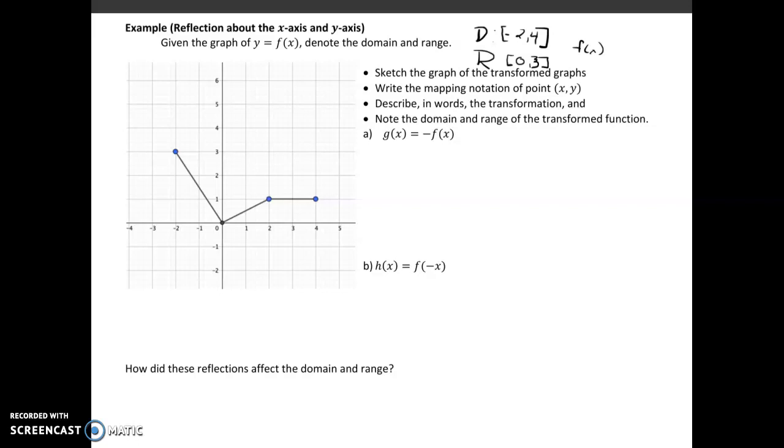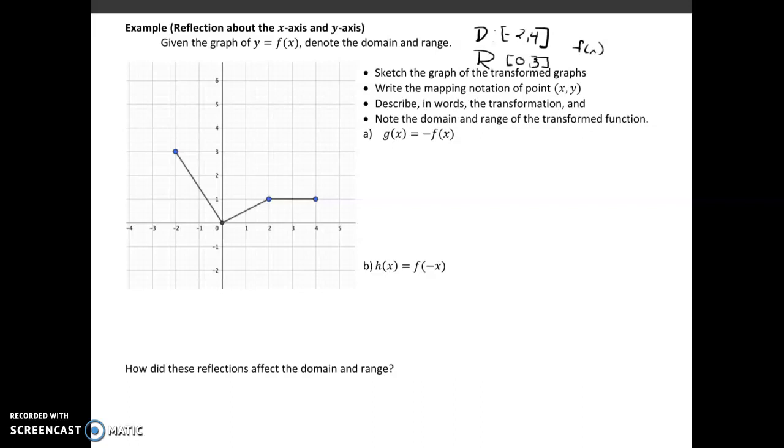So I am going to sketch the graphs of the transformed graphs. For a and b, I'm going to see how the graphs change. I'm going to write the mapping notation in point x, y. I'm going to describe it in words. Wow, this is a heavy question. And note the domain and range of the transformed graph. So I'm going to start off with a. I'm going to use the color red for a.